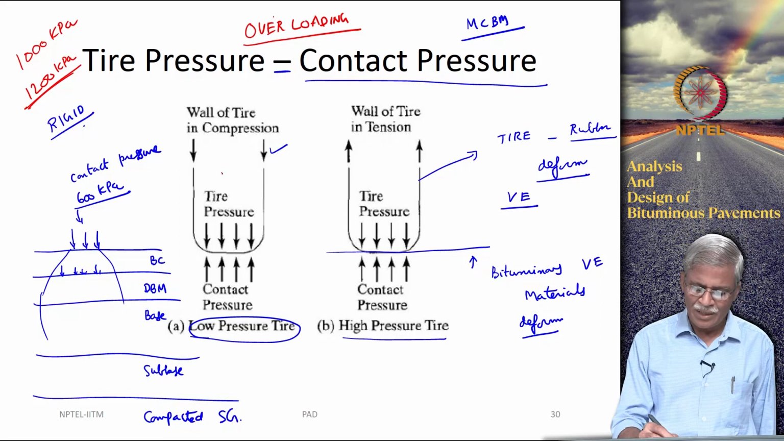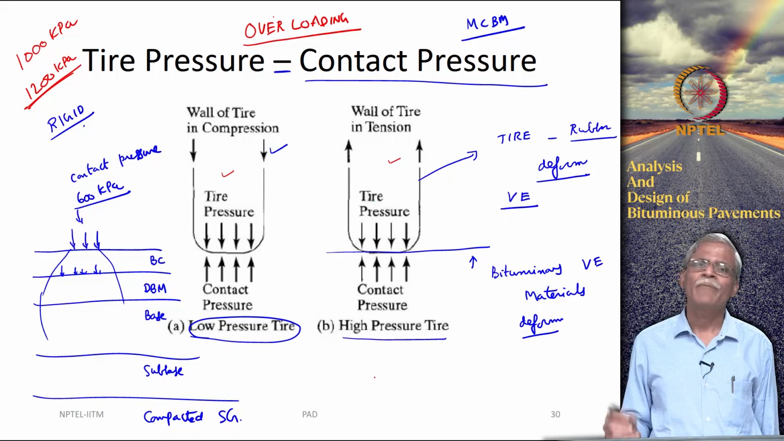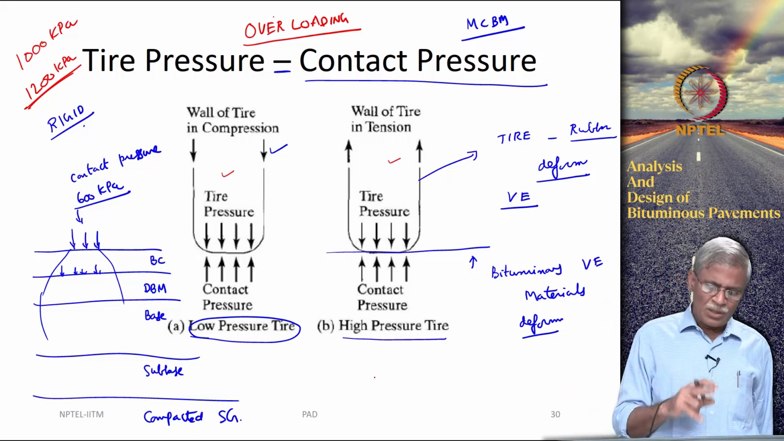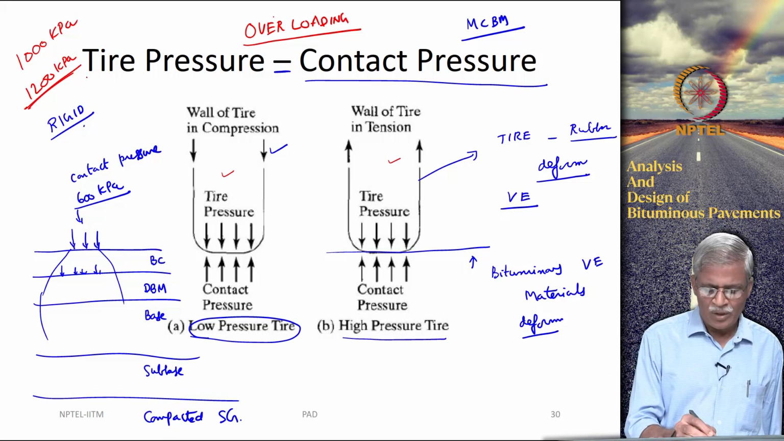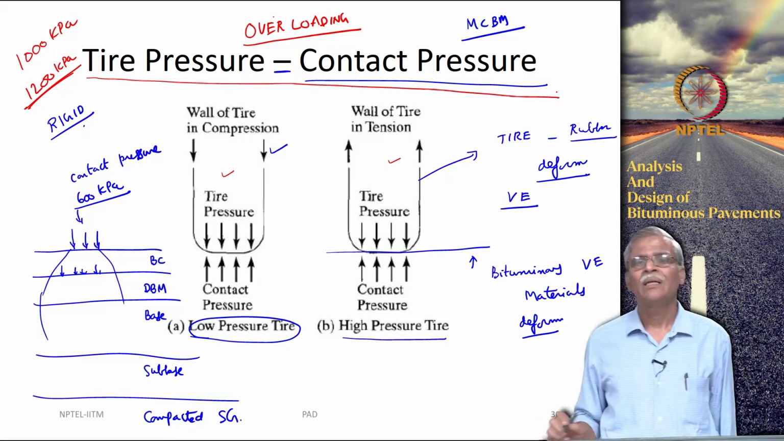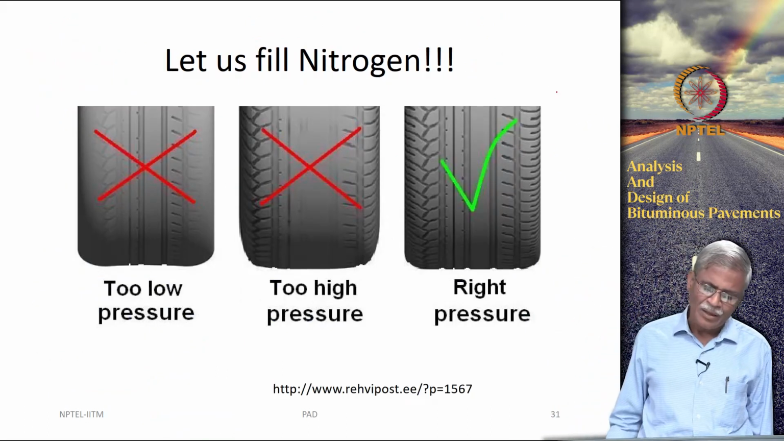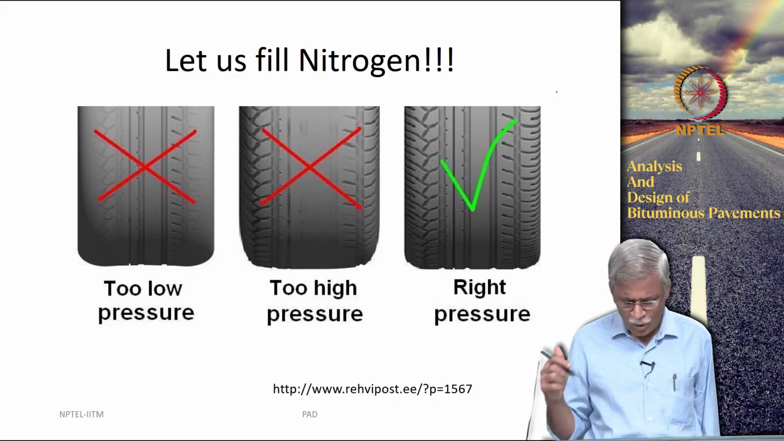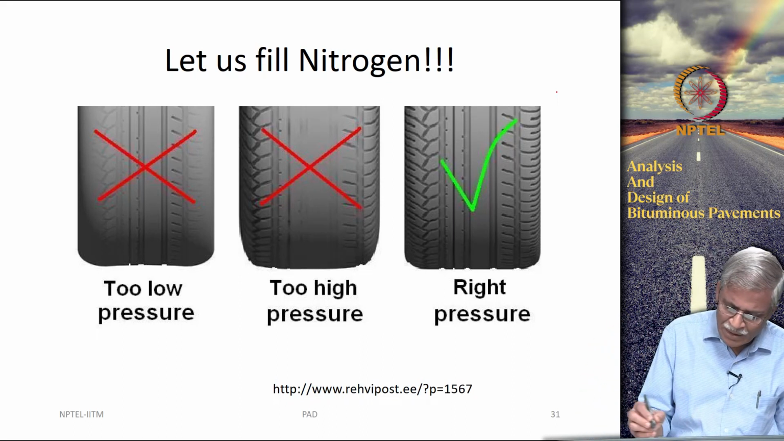So, the contact area here is going to be more and the contact area here that you see is going to be less. So, this is something that you should keep in your mind. This is a very important concept: what we are doing is assuming that the tire pressure is equal to contact pressure, right. If you look a little more closely at what really happens, you will see something very interesting here.